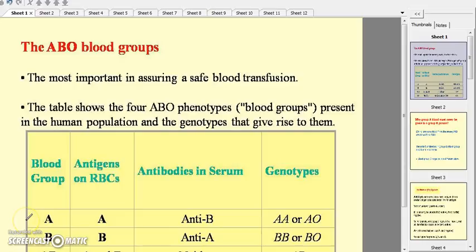Welcome to part 2 of the blood group. Now we are starting the part 2 section of the blood group, which is about the blood group.